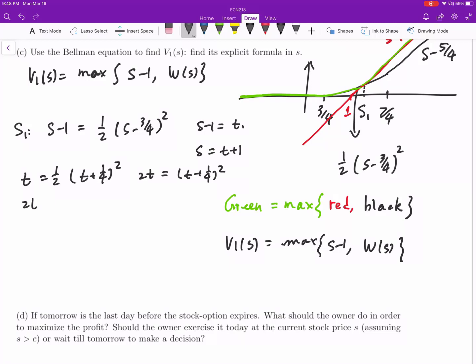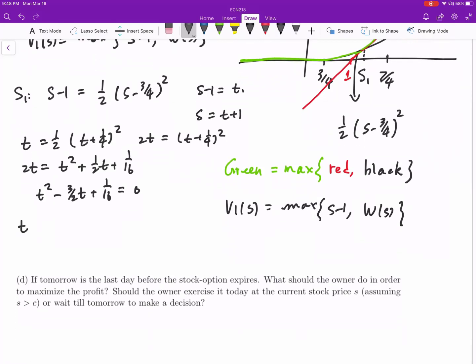Okay, so multiply them out. 2t is equal to t squared plus 1/2 of t plus 1/16. So we have the equation t squared, and then it's going to be minus 2t plus 1/2 is 3/2 t, plus 1/16 is equal to 0. There's no easy solution, so we have to use the quadratic formula. So t is going to be, we have two solutions, 3/2 plus minus the square root we have over here. B squared is 9/4 minus 1/4. So we have divided by 2. Okay. So this is what we have.